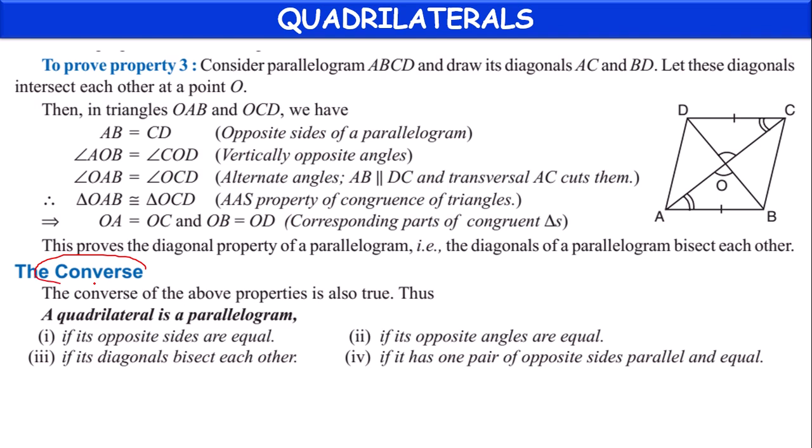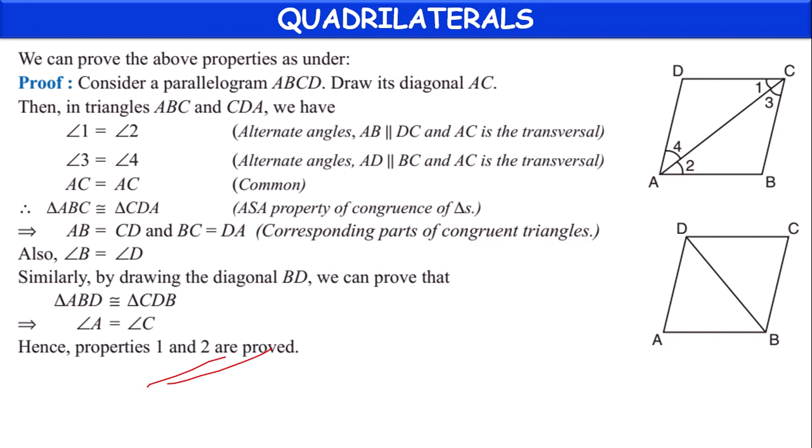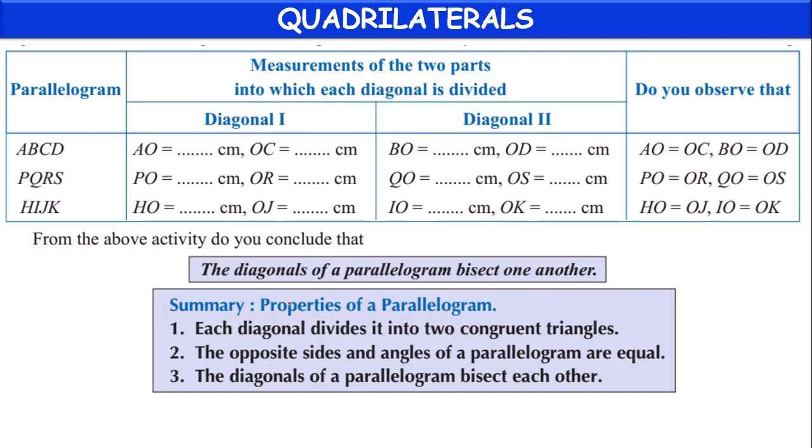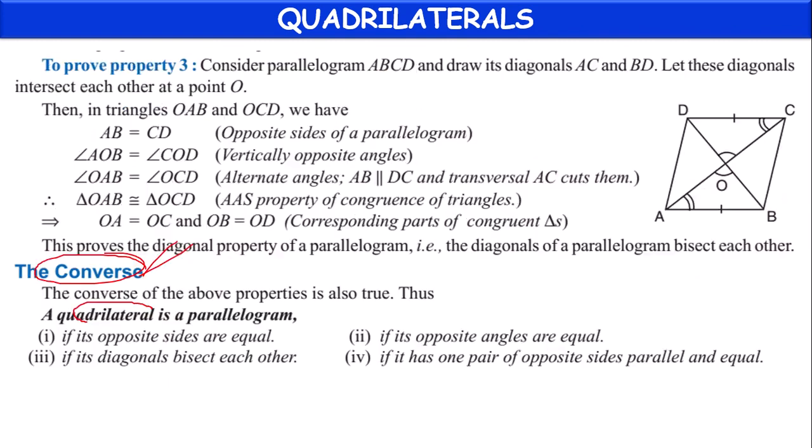So now let's take in converse manner, in opposite manner. So for the above properties, let's consider in opposite manner. In the properties we have learned, if a quadrilateral is a parallelogram, then in a parallelogram, diagonals bisect each other, opposite sides are equal, opposite angles are equal, and triangles are congruent. These properties we have learned.